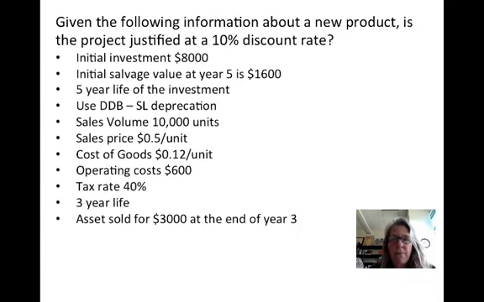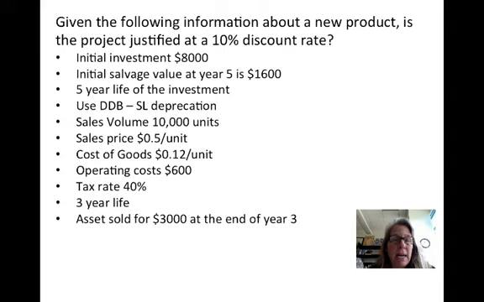So given the following information, this is an example. We could go through an example here. I'm also going to go through this example using Excel so that you can see how I set up this kind of example in Excel. So in this case, we're given the following information. We want to know if the project is justified using a 10% MARR, a discount rate. The initial investment was $8,000, and initially the salvage value was thought to be $1,600.